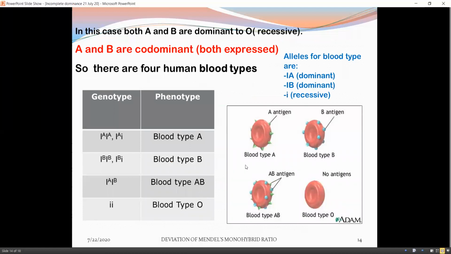Now this slide shows the different types of blood, the genotypes of each type, and the antigens present on the RBC of each blood type. The genotype of blood type A is I^A I^A or I^A i, meaning dominant genes. The genotype of blood type B is I^B I^B or I^B i. The genotype of blood type AB is I^A I^B, and that of blood type O is small i i. Now, I^A is dominant, I^B is also dominant, and i is recessive.